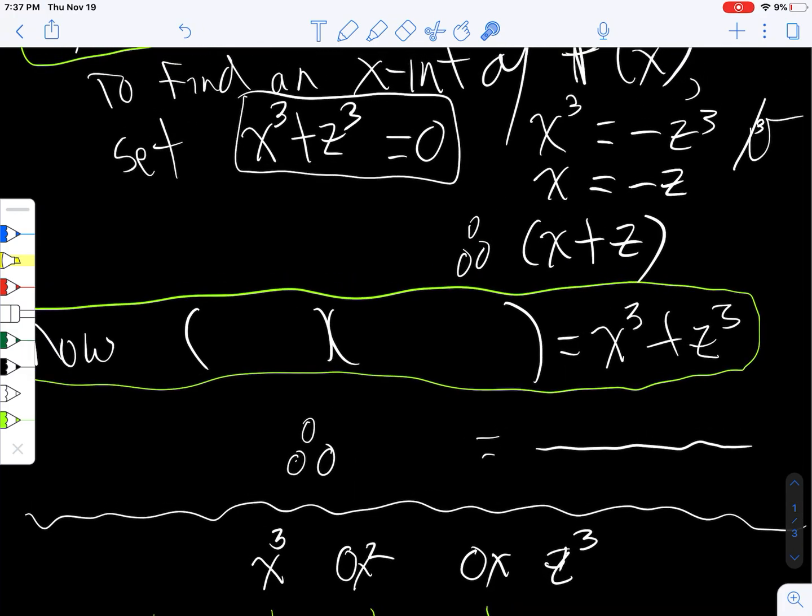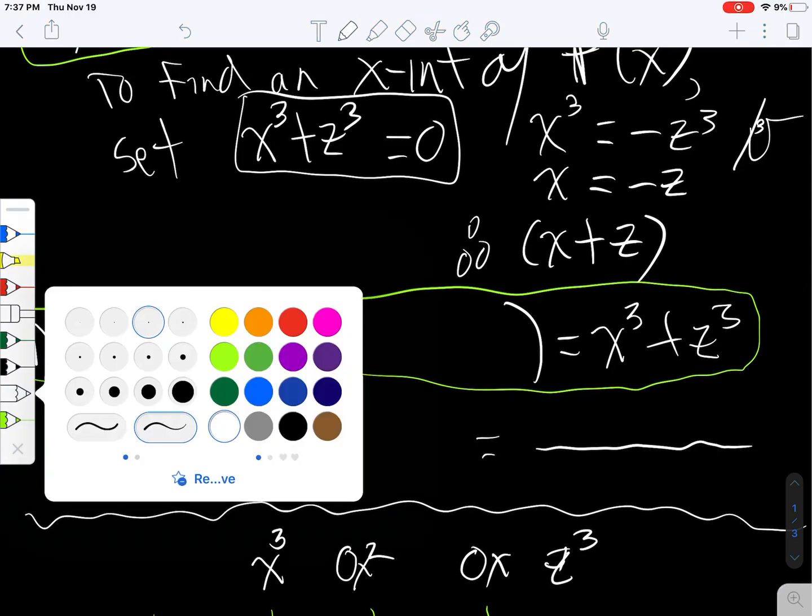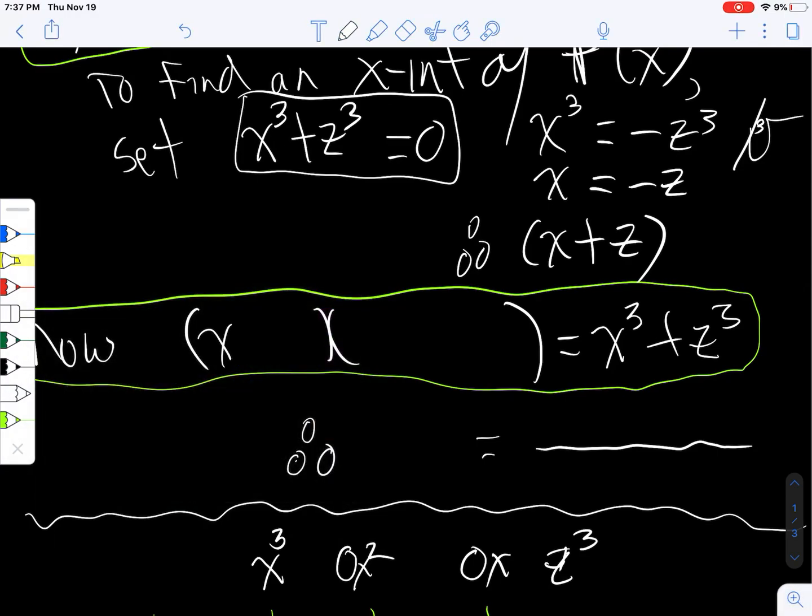So here's what I know. I know that x plus z multiplied by some trinomial, x squared plus bx plus c, equals x cubed plus z cubed. So this factor that I know now, multiplied by some trinomial factor, works out to being x cubed plus z cubed. The only thing I need to do now is to figure out what b and c are. How do we do that?